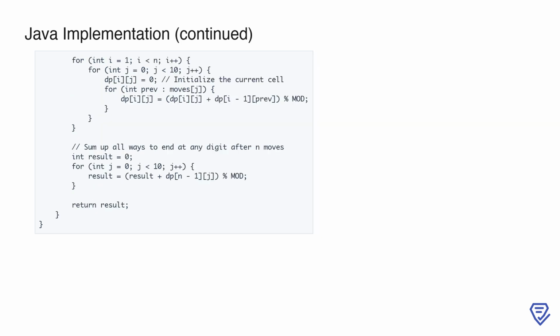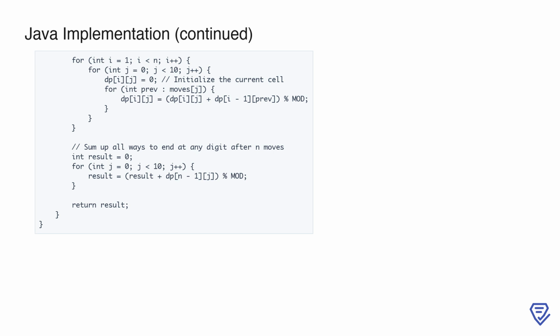Now, we calculate the values for the subsequent rows of the dp table. Using a nested loop, we iterate through each move i and each digit j. For each combination, we initialize dp[i][j] to 0 and then sum up the contributions from all the valid previous positions, which are defined in the moves array. This ensures that for each digit j, we correctly compute the total number of ways to reach it after i moves, applying the modulo operation to keep the results manageable.